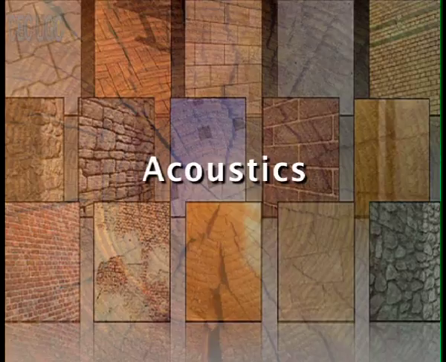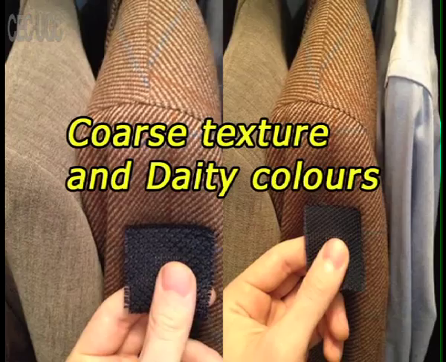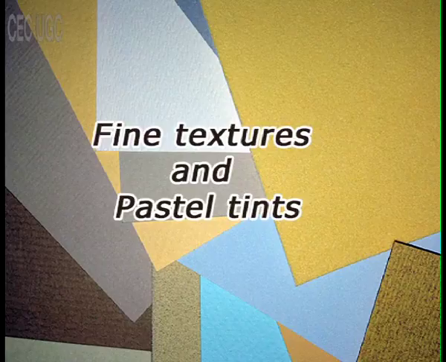Acoustics. Texture can absorb or reflect sound. Smooth and hard surfaces tend to magnify the sound. Soft and rough texture has a tendency to absorb sound. Now, consistency between articles and texture is very important. For example, coarse texture and dainty colors are not consistent. Fine textures and pastel tints are harmonious, that is, they go together.